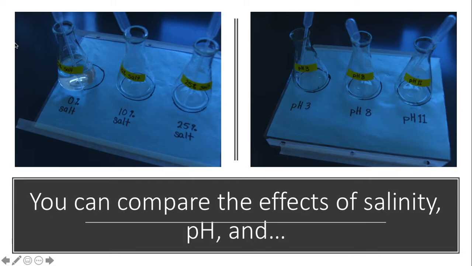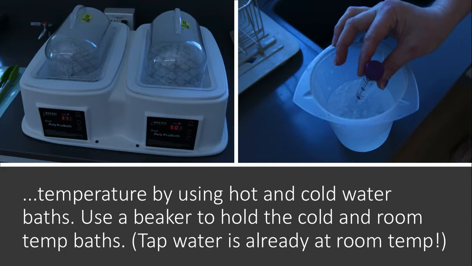Then you have a pH group, so you'll have different pH levels. In this picture we have 3, 8, and 11. One thing that you want to keep in mind as you're looking at these different groups: what would your control be? If you're just doing the salt experiment, would 0% salt be your control, 10%, or 25%? Because you'll have to identify your controls and your experimental groups in your summary. And the same for the pH: which of the pH, 3, 8, or 11, would be considered a neutral zone or a control?